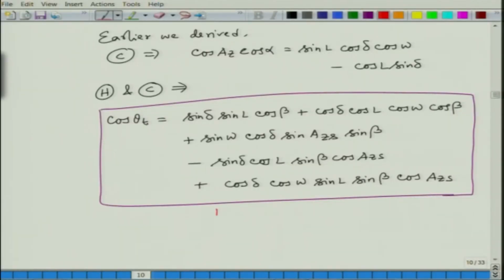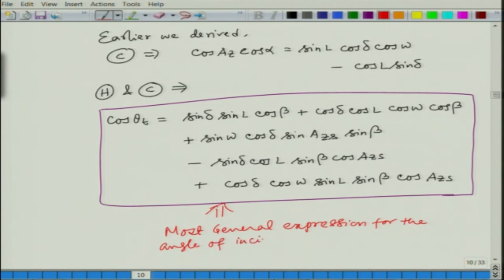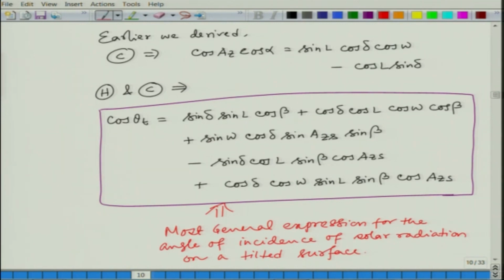So, this is the most general expression for the angle of inclination, or rather angle of incidence, of solar radiation on a tilted surface. Okay.